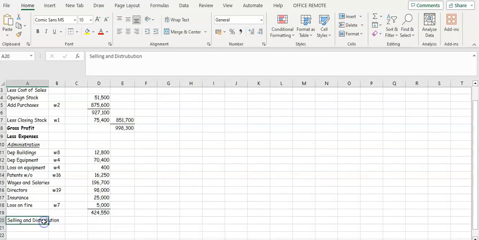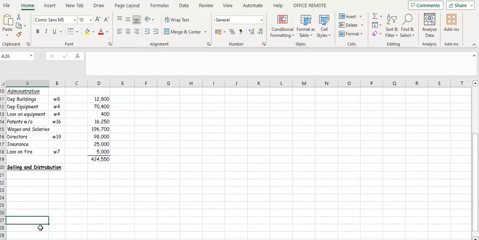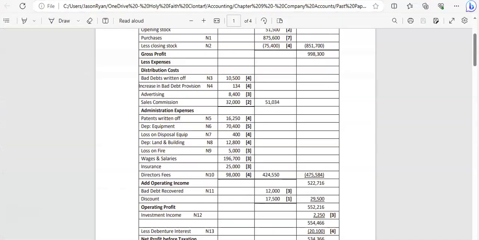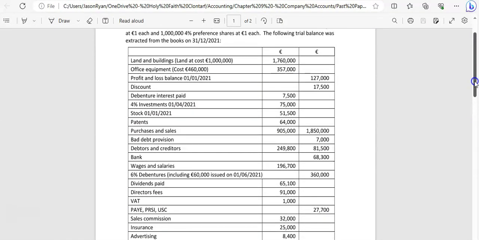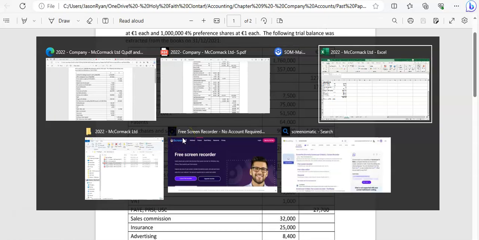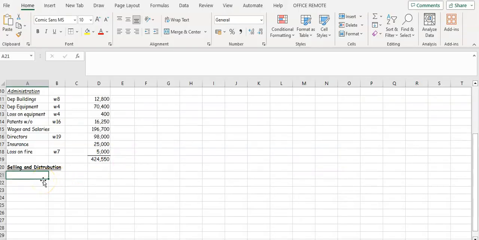And then the same again, we're going to work down through each item that we have in the trial balance, and we're going to put it in here if it's part of selling and distribution. So we'll go back to the trial balance. Okay, so let's have a look. So we're going to work down through each one of these items. So we got bad debt provision. So we know that our bad debt provision has changed. So we're going to have bad debt provision. And that's part of our working.